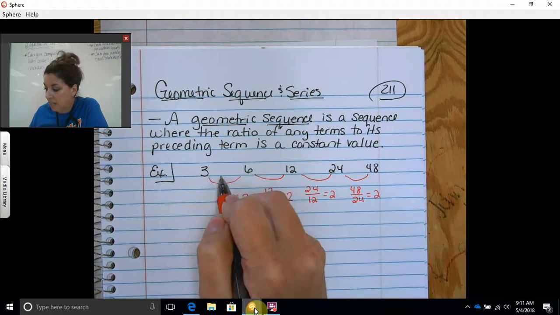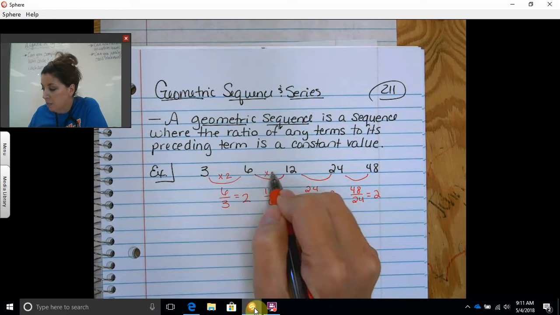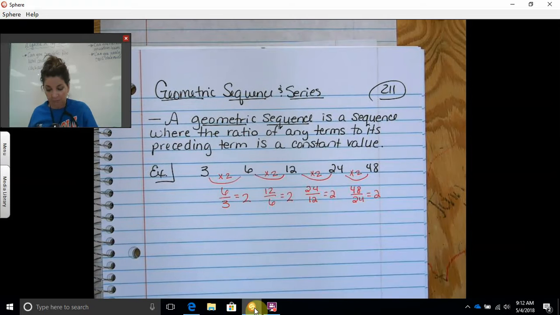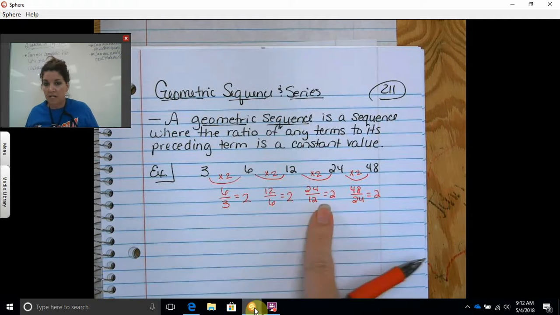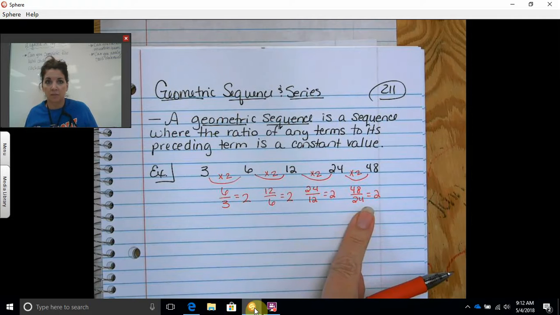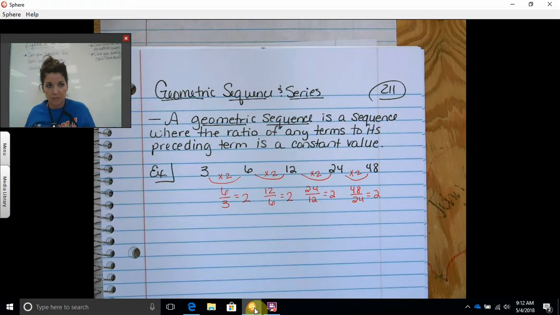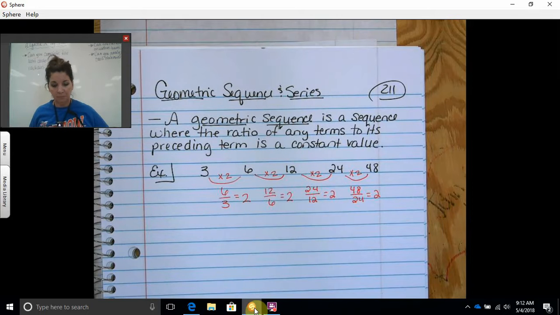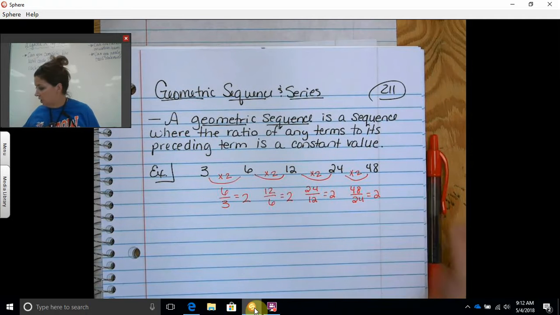Same thing as 3 times 2 is 6. 6 times 2 is 12. 12 times 2 is 24. 24 times 2 is 48. But in a couple examples, you'll see why that's helpful to know how to also write it as a ratio, and why I took the time to show you that, okay? But a lot of the times it's easier just to go, yeah, you just multiply by 2 every time. So this would be called a geometric sequence.